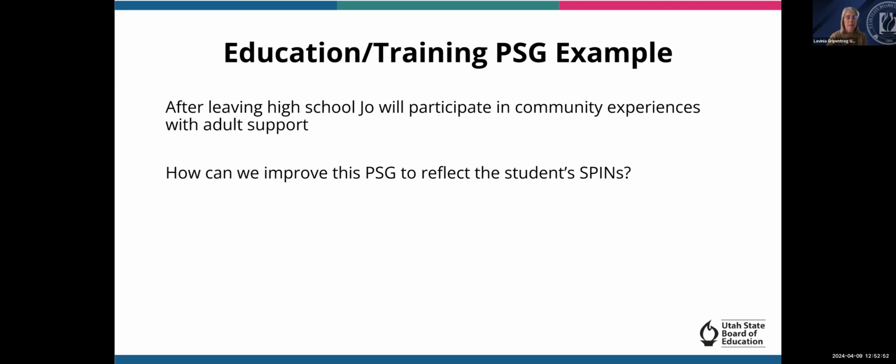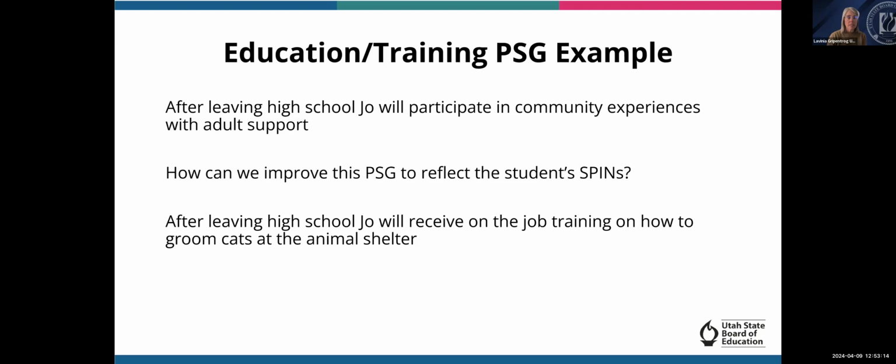Here is the last non-example, Joe's goal for education and training. It was written as, after leaving high school, Joe will participate in community experiences with adult support. How can we improve this? We don't really know what community experiences Joe might like, right? It doesn't give me a whole lot of information. It's very vague. After leaving high school, Joe will receive on-the-job training on how to groom cats at the animal shelter.